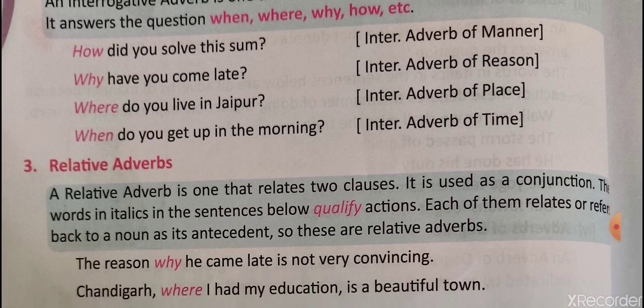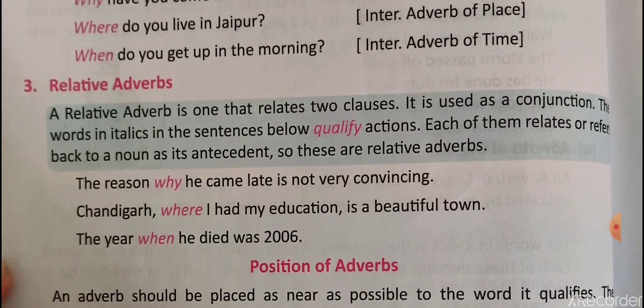Next is relative adverbs. Relative adverbs are those adverbs which relate to clauses or to sentences. They are also used as conjunctions. The reason why he came late is not very convincing. Chandigarh, where I had my education, is a beautiful town. Here, this where is the adverb which is used to connect two sentences together. Like, I had my education in Chandigarh, it is a beautiful town. These are two sentences. Now we are joining these two sentences by using where, which is a relative adverb.